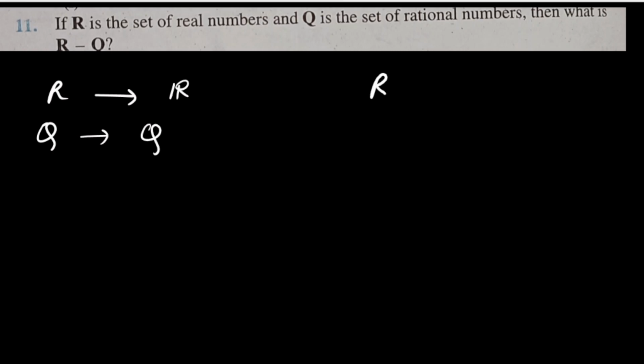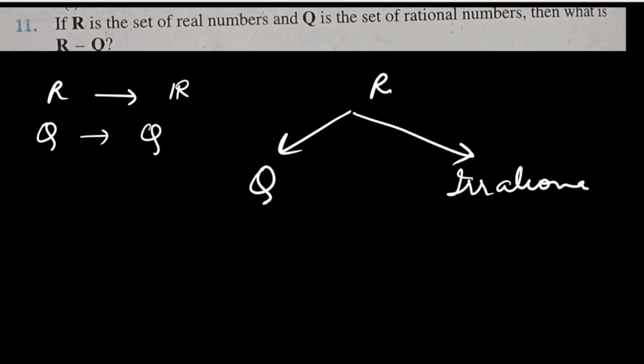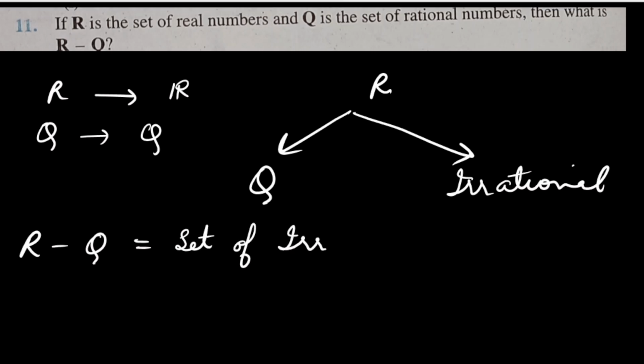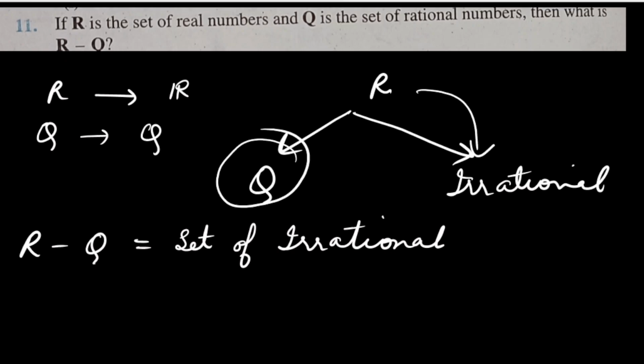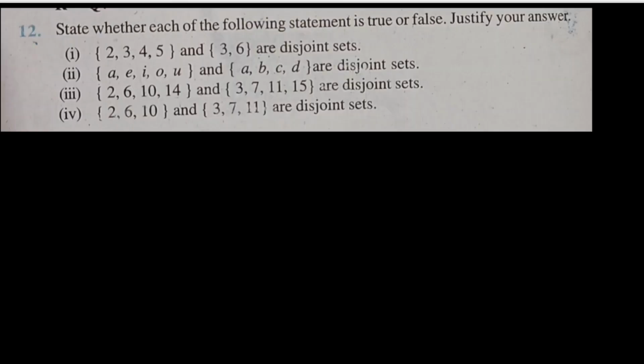See, real numbers are actually divided into rational numbers and irrational numbers. So what will be R minus Q? It will be the set of irrational numbers. Because R minus Q means from R I have to consider all the elements which are not the elements of Q. So that will be only irrational numbers. So with this we have completed question number 11 also.